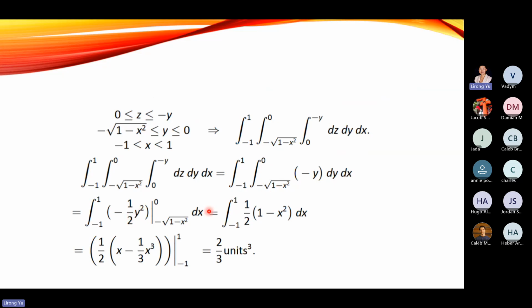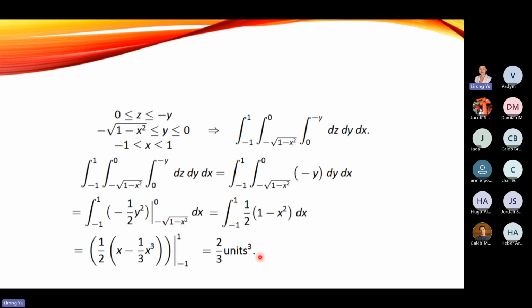Plug in the integration limits. With the lower limit, you get negative, the negatives cancel, minus negative 1 times positive 1 half, 1 minus x squared dx. And then we apply the power rule for integration. The final answer for the volume is 2 over 3. That finishes this volume calculation using the first order of integration, dz dy dx.